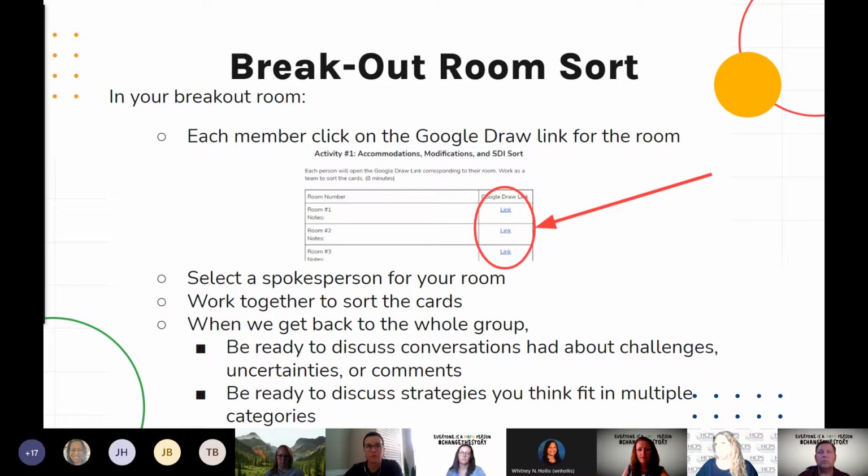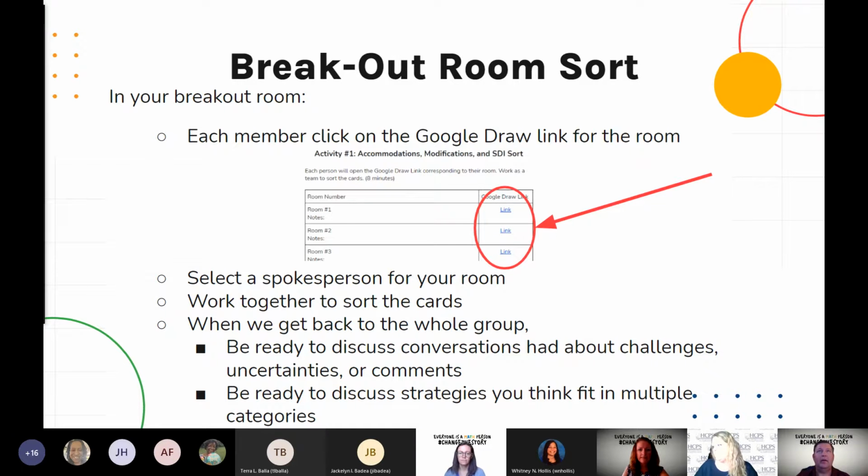When we get back together, be ready to discuss anything that you thought was challenging, you were uncertain about, or any other comments that you mentioned in your group. Also be ready to talk about strategies you think fit in multiple categories. If you have any questions, please feel free to come off mute or use the chat. I think Skip is working on the groups now. They're just about ready, so make sure you select a spokesperson. Any questions before we get rocking and rolling?